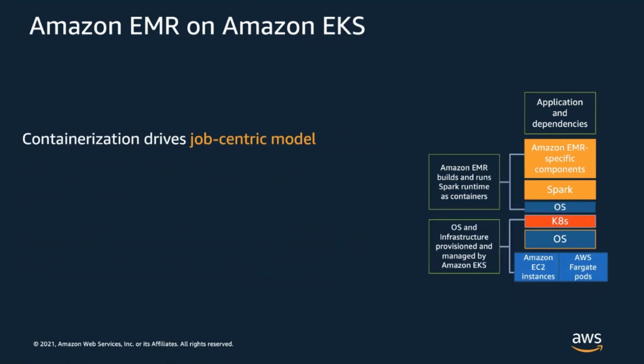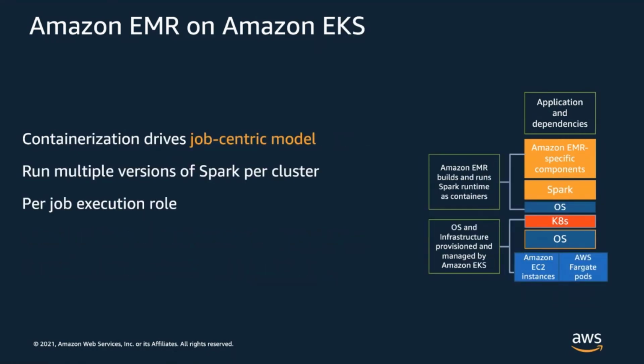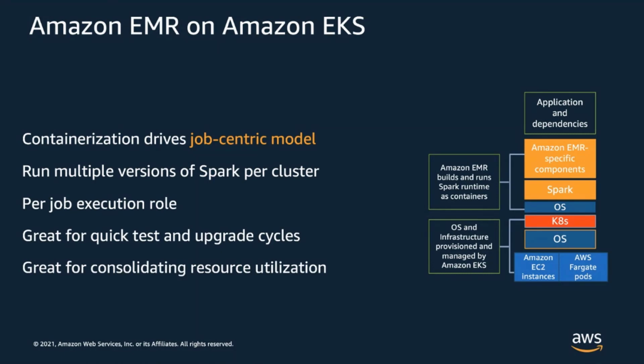And so with EMR on EKS, containerization is driving this job-centric model. So instead of a cluster-centric model, what we have now is everything is kind of more scoped to the job. And if we look at the infrastructure again on the right-hand side, we kind of split it in half. So EKS now manages the operating system and the underlying EC2 instances or Fargate pods if you're going serverless. And then on top of that, EMR builds and runs the Spark runtime as containers. So EMR takes care of hosting those container images and deploying those. And on top of that is the EMR specific components, and then finally your application and dependencies.